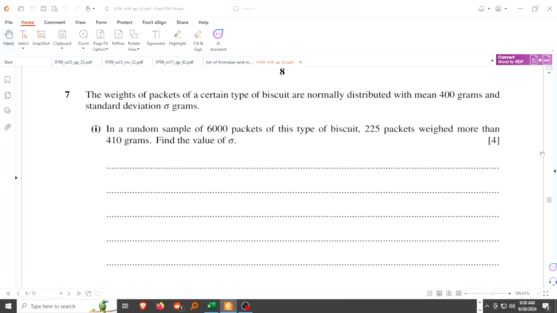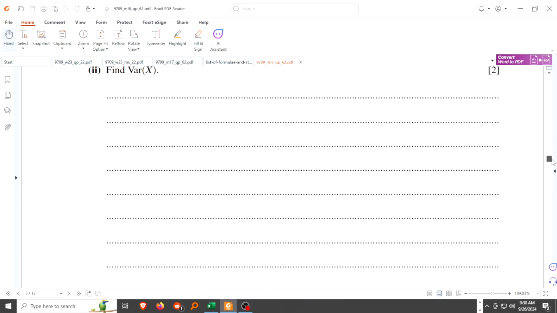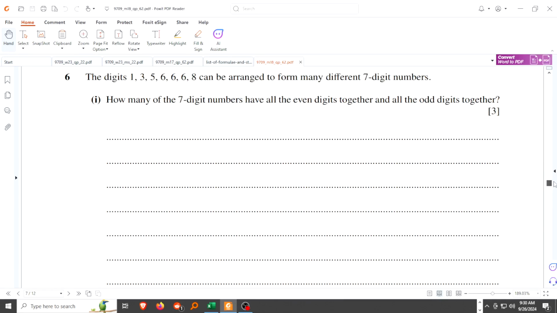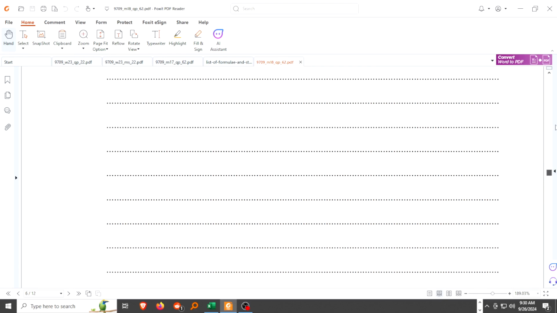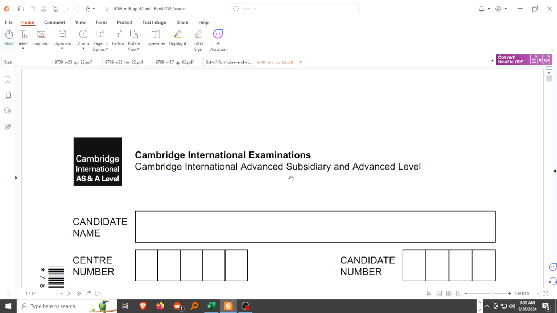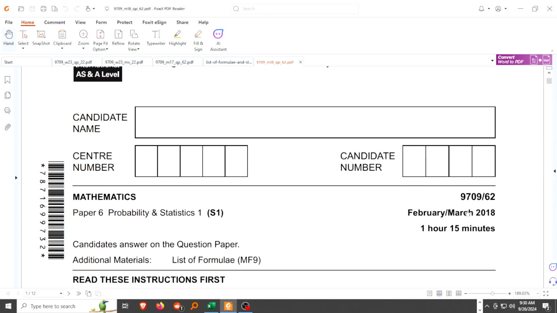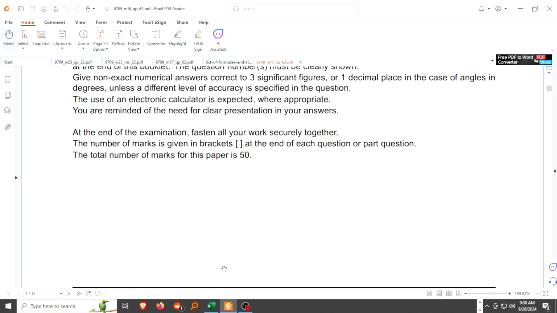Right. The question of interest is question 7, as we have seen. The paper being Cambridge International Examinations, code 9709/62, taken in February-March 2018, Probability and Statistics 1, paper 6.